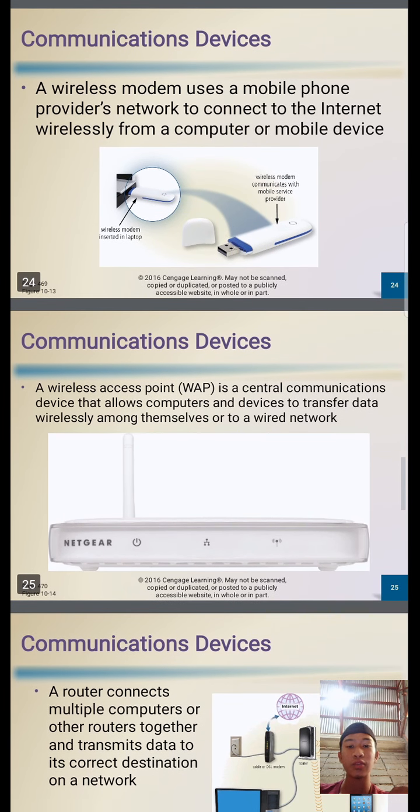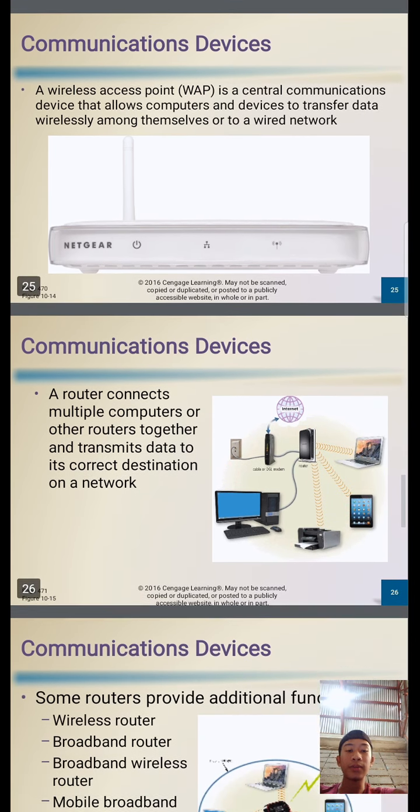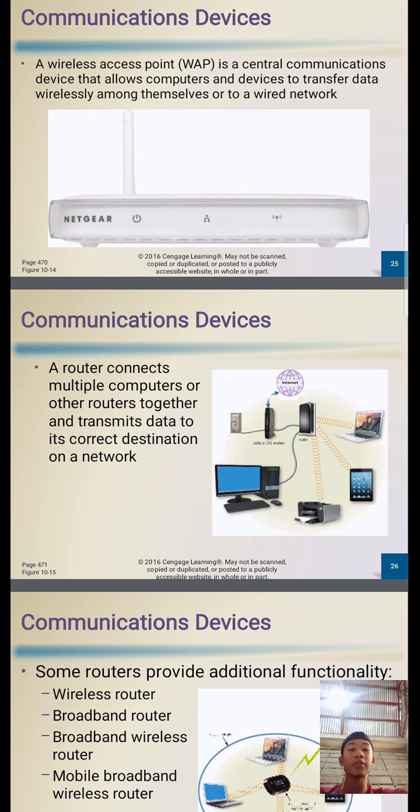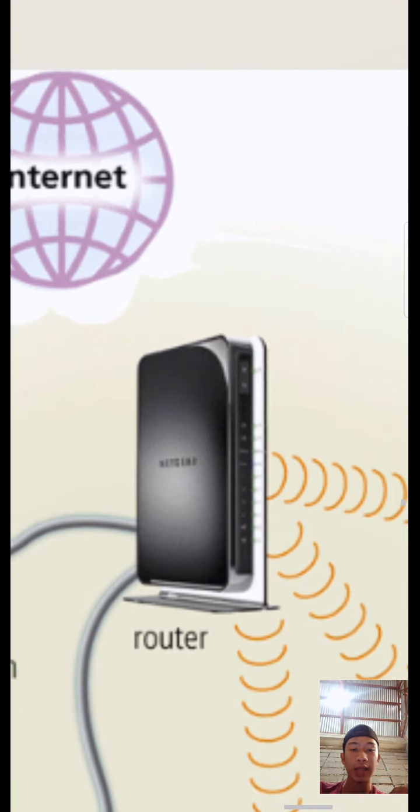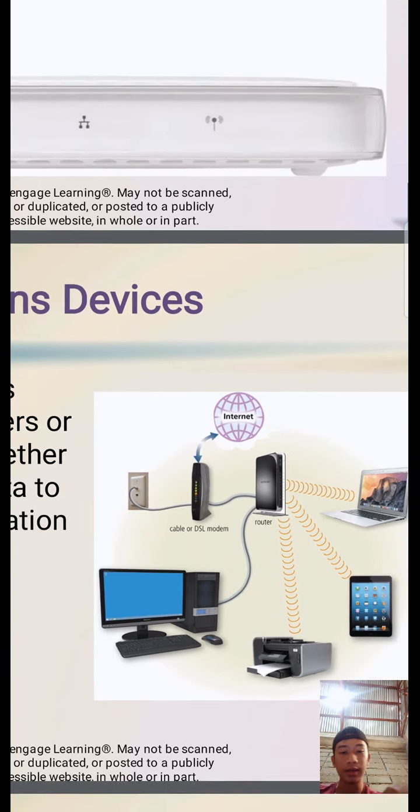So, ito naman guys, yung WAP or Wireless Access Point, is a central communication device that allows computers and devices to transfer data wirelessly among themselves or to a wired network. Ito naman guys. Alam niyo yung router? Ito yung router. It connects multiple computers or other routers together and transmits data to its correct destination on a network. So, ito guys, yung router na tinatawag, di ba? Yan ang router.